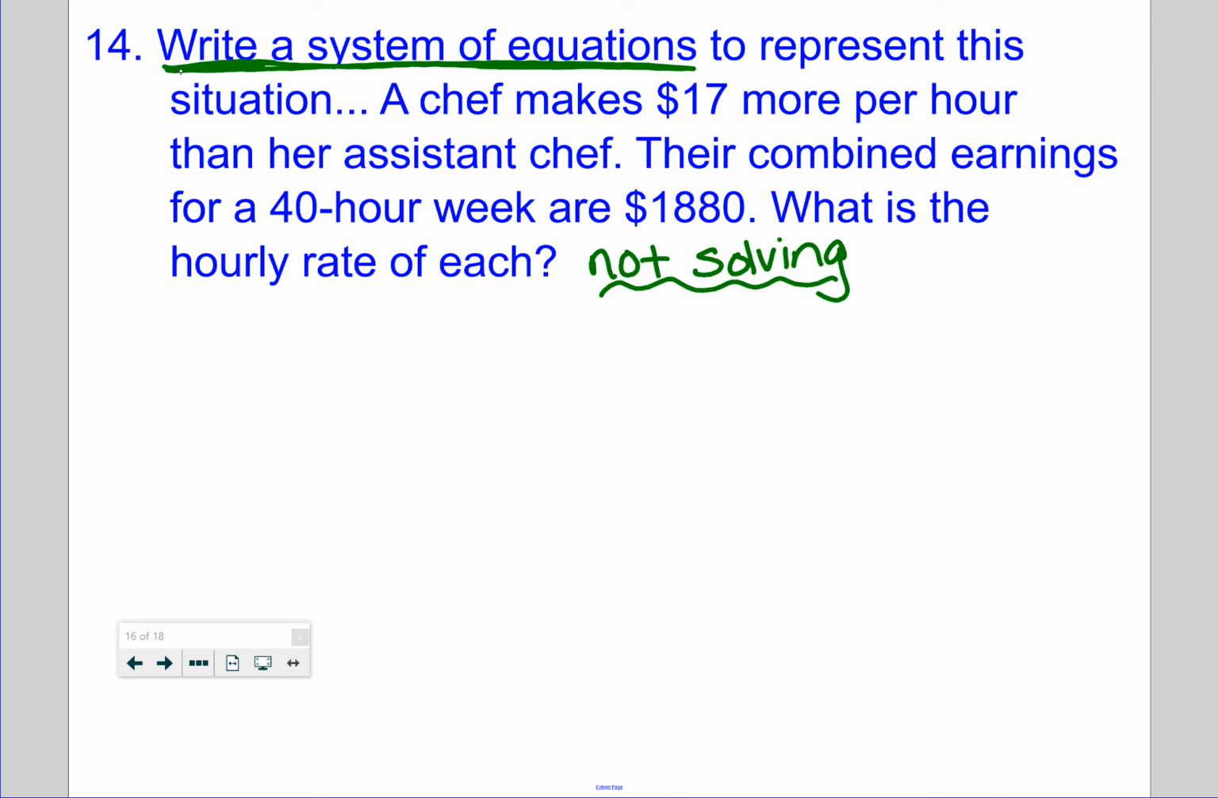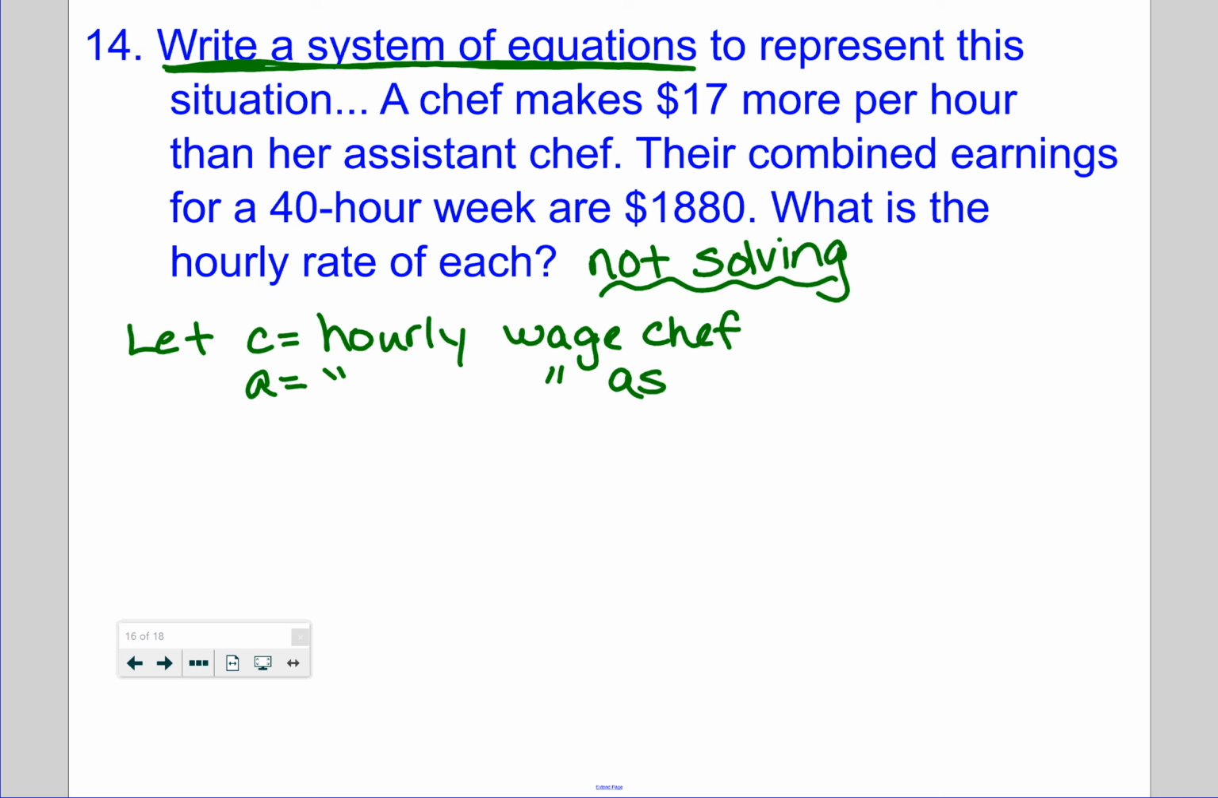So the first thing you're going to have to do is say what your variables represent. So I'm going to say let C equal the hourly wage of the chef. Is one thing I'm solving for. And let A equal the hourly wage of the assistant. You don't have to use C and A. You could use X and Y or whatever variables you choose. I just like to use letters that make it easy to distinguish which is which.